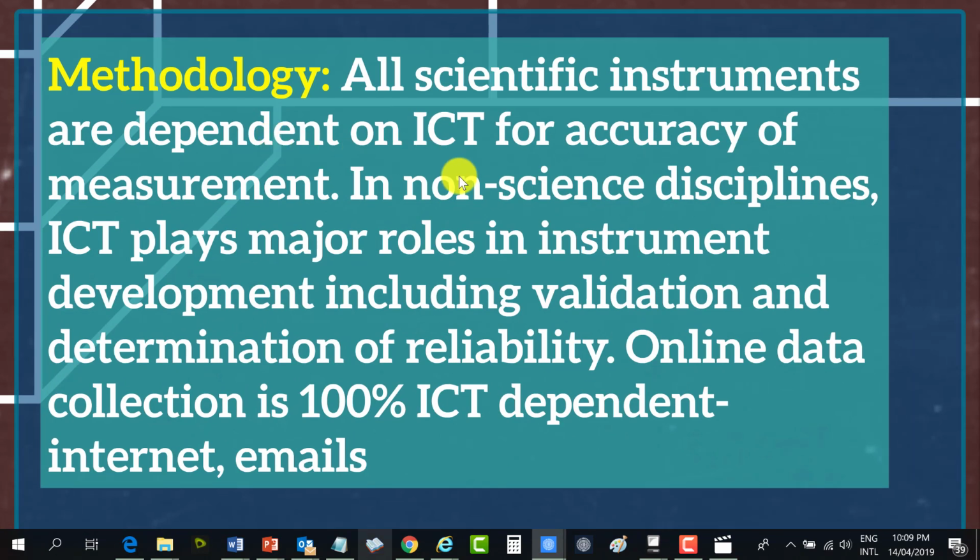The methodology would mean you are going to get instruments, scientific instruments, or non-scientific instruments. Now, all the instruments are dependent, all of them, on ICT for their accuracy of measurement. In non-science subjects, ICT plays major roles in instrument development, including validation and determination of reliability. And then online data collection is 100% ICT dependent, like through the internet and via emails. So we're going to go through each of these sections practically in this next series of lessons.